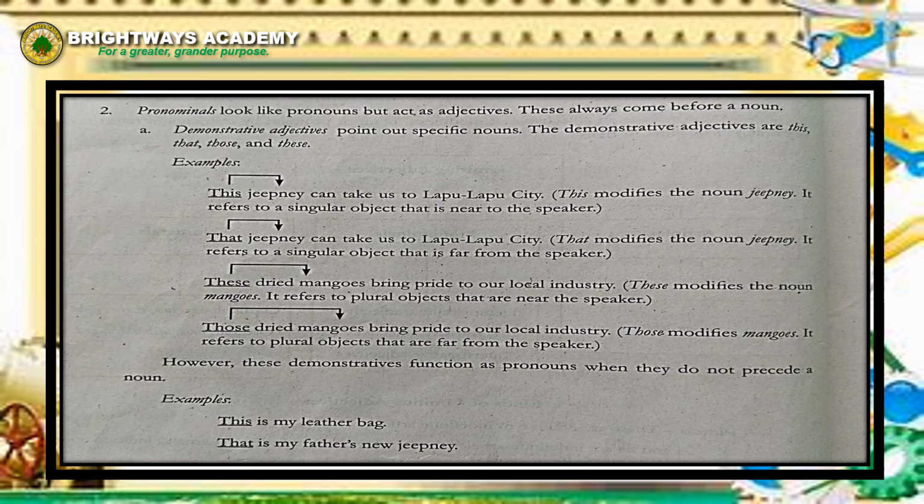However, these demonstratives function as pronouns when they do not precede a noun. Example, this is my leather bag. Or another one, that is my father's new jeepney. So these also function as pronouns when they do not precede a noun.